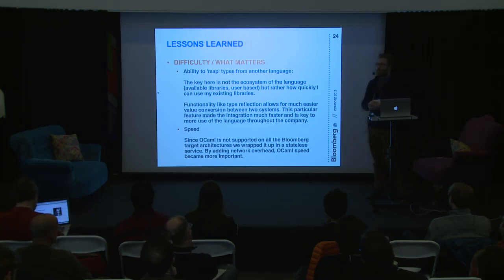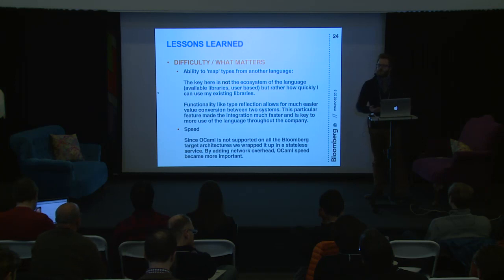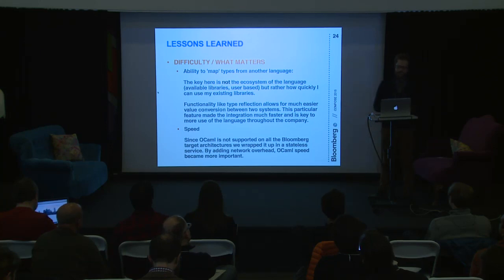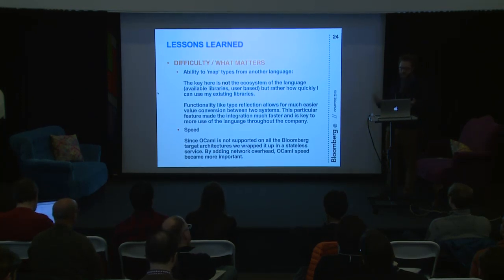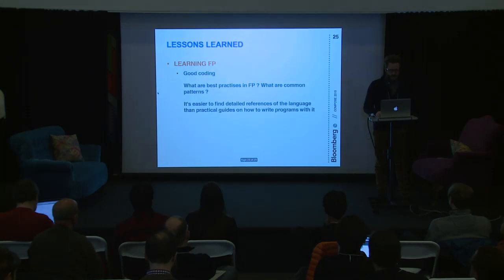Speed. One of the problems as well is that OCaml is not supported on all of the platforms that we run our software on. We run software on AIX, on SunOS, on Linux. Sun and Linux are supported, but not AIX. So of course we have to do remote calls to Linux for some of the library calls that we're making. So speed can be an issue, but OCaml is very fast. So at least that's good on that point.